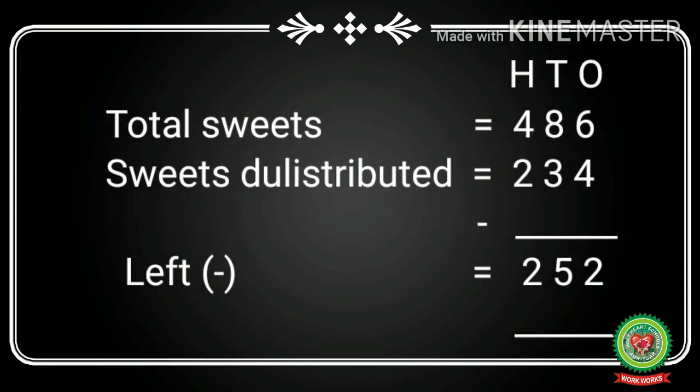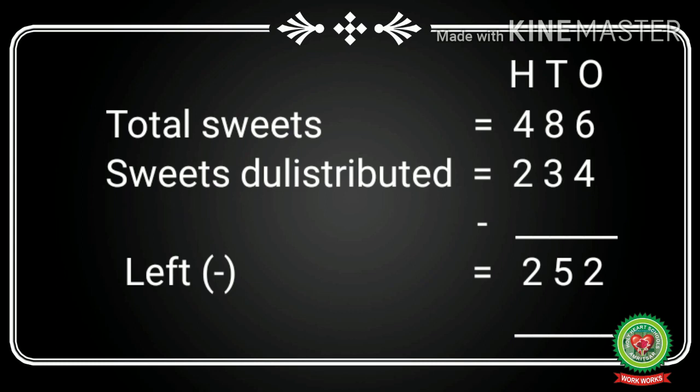Now 486 minus 234. Let us subtract. 6 minus 4. We can do it easily. We will start after 4 and stop at 6. After 4, 5, 6. 2 fingers, we will write 2. Then 8 minus 3. Now you have to start after 3 and stop at 8. After 3, 4, 5, 6, 7, 8. 5 fingers open, so we will write 5.